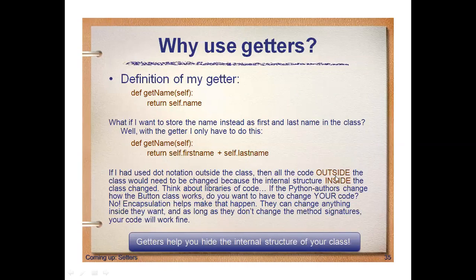So what will happen here with this code? Think about libraries of code. If the Python authors change how the button class works, if you want to make your own code, encapsulation helps. How? We have already seen that.